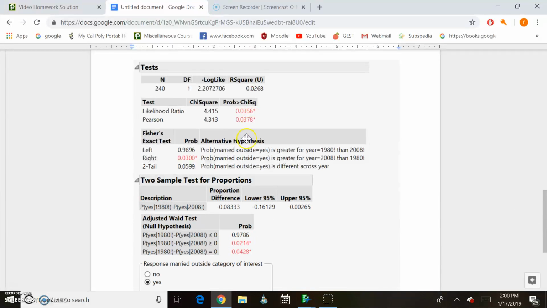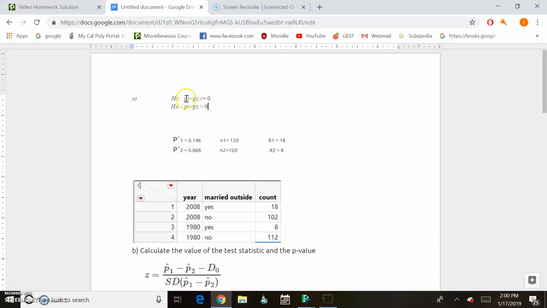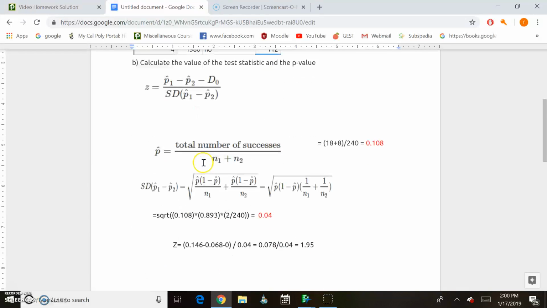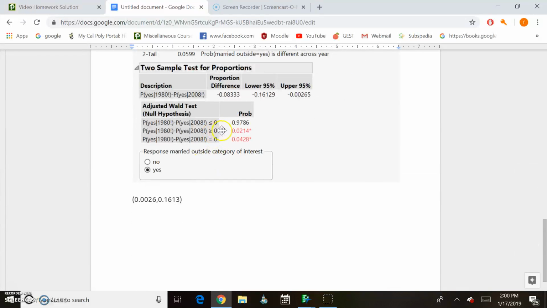Now, this is the problem done with JMP. JMP puts people in 1980 minus people in 2008, so it's the opposite of how it's done in my problem. So all we have to do really is multiply everything by -1, right? So the null hypothesis, we just have to flip that. In my case, because it was P1 minus P2 and they're doing P2 minus P1, in my case it was less or equal, but we have to look at the greater or equal, which is right here, which is 0.0214, which is less than 0.05, right? This is 2.1%, which is less than 5%, so we are rejecting the null hypothesis.